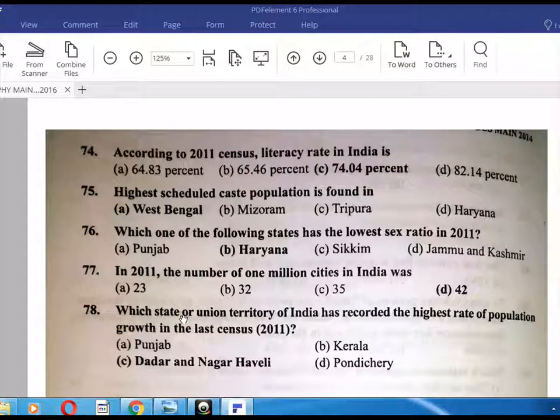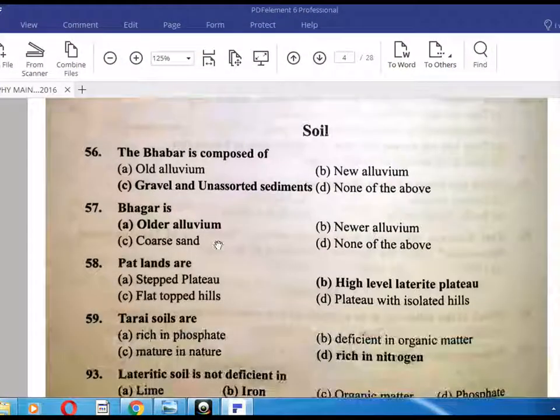Okay, so next, which state or union territory of India has recorded the highest rate of population growth in the last census? Dadra and Nagar Haveli. The Bhabar is composed of gravel and unassorted sediments. Bhangar is old alluvium, and there are wetlands, high land and laterite plateau.